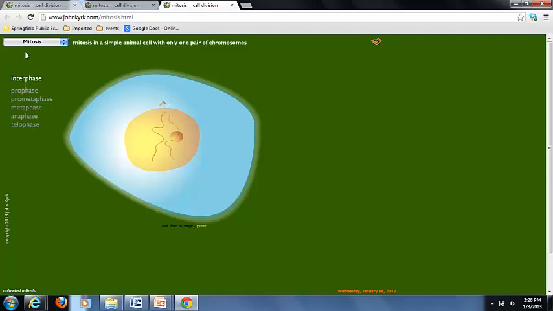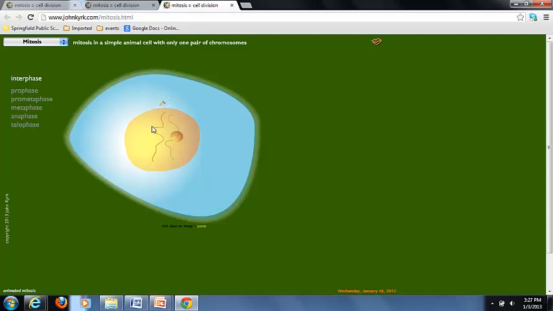In interphase, you can see up here as I click on these, it has different parts. The G1 phase is when the cell just grows and gets bigger and has more organelles in it. The S phase is when the chromosomes replicate or make copies of themselves. And the G2 phase is when the centrioles replicate. Remember, the centrioles have an important part in cell division. We talked about that earlier in the unit. Now we're going to learn about what their role is.